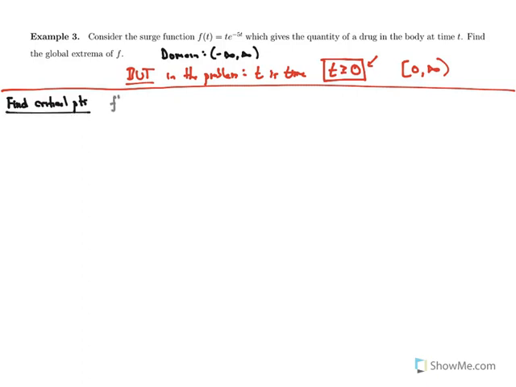To find the derivative, we're going to need to use the product rule. This is going to be the derivative of t times e to the negative 5t plus t times the derivative of e to the negative 5t.